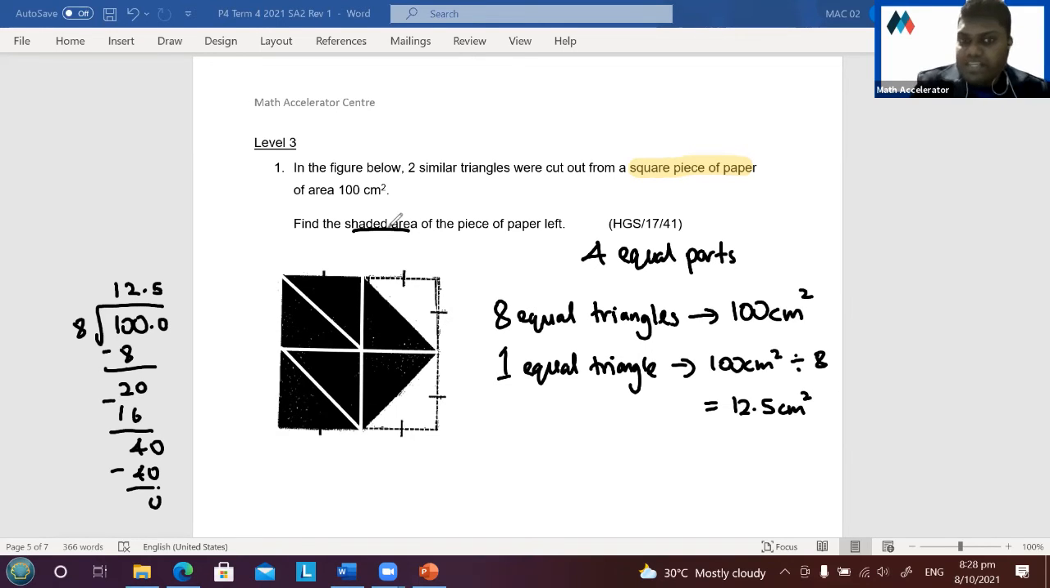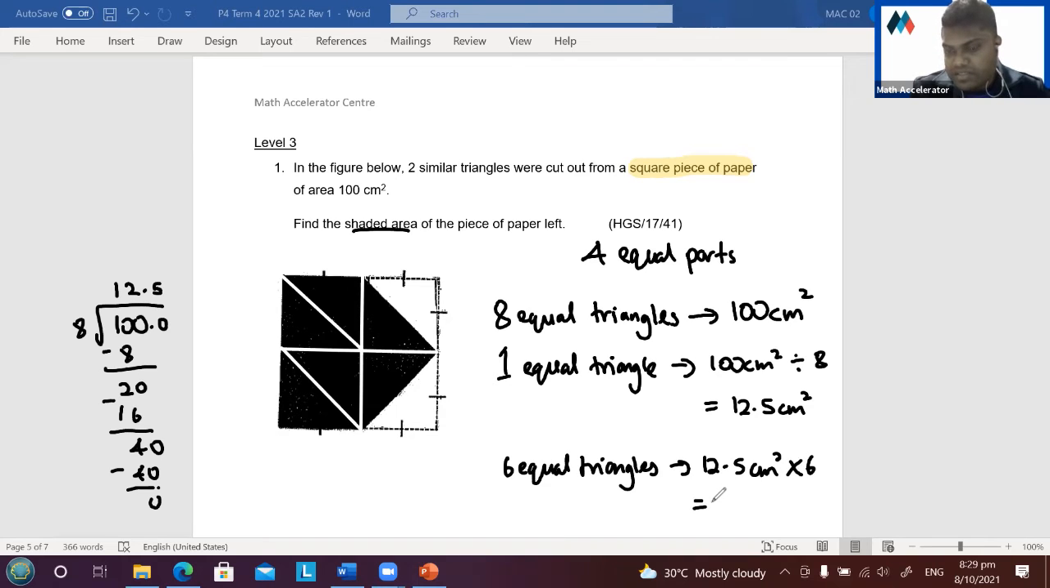Okay, to find the shaded area, can you type in the chat how many triangles does that equal to then? Yep. What about the rest? 1, 2, 3, 4, 5, 6. Correct. 6 equal triangles. Plus the 12.5 cm squared times 6. What does this equal to?